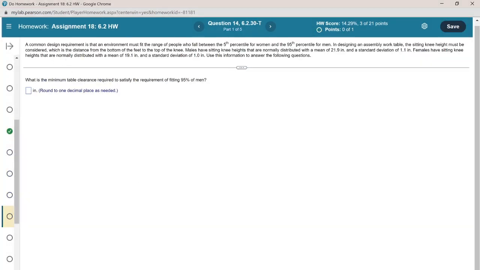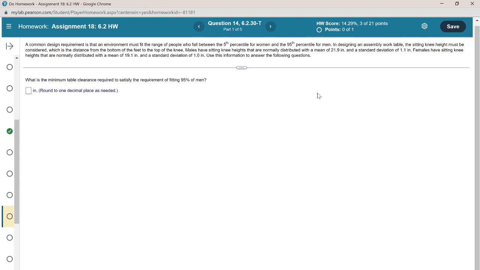A common design requirement is that an environment must fit the range of people who fall between the 5th percentile for women and 95th percentile for men. In designing an assembly work table, the sitting knee height must be considered, which is the distance from the bottom of the foot to the top of the knee. Males have sitting knee heights that are normally distributed with a mean of 21.9 and a standard deviation of 1.1 inch. Females have sitting knee heights that are normally distributed with a mean of 19.1 and standard deviation of 1.0. Use this information to answer the following question.